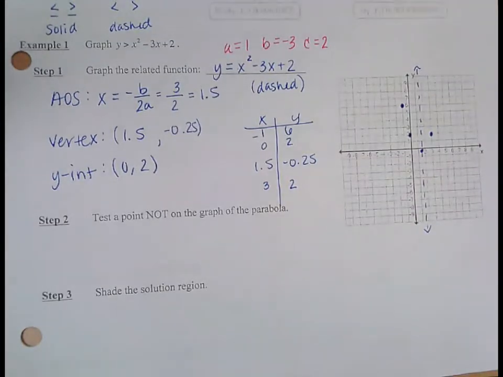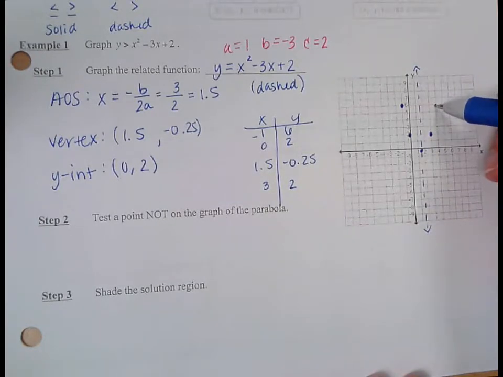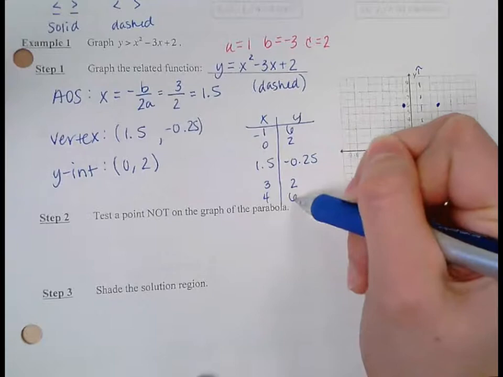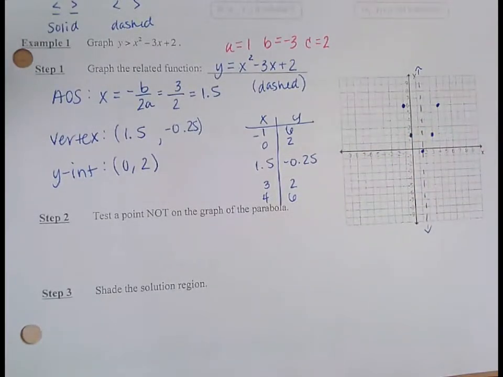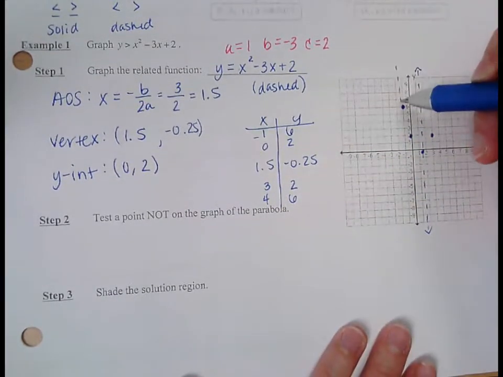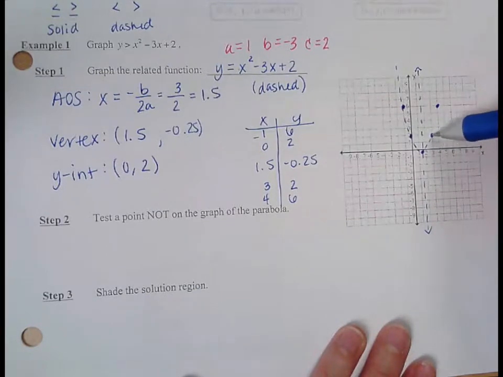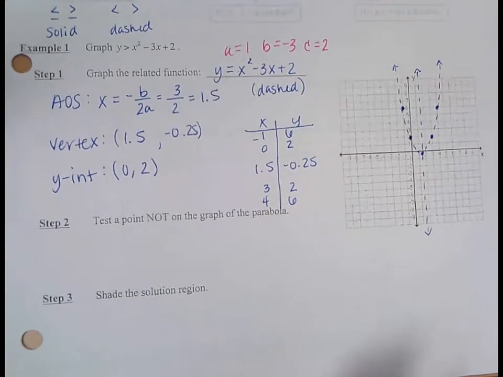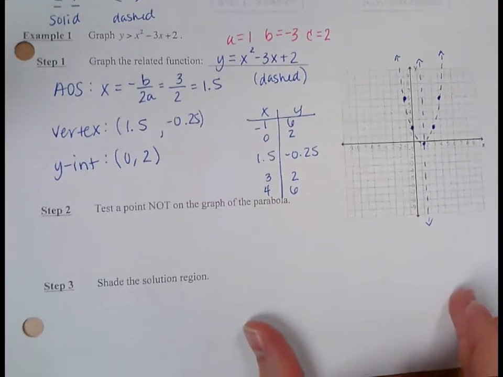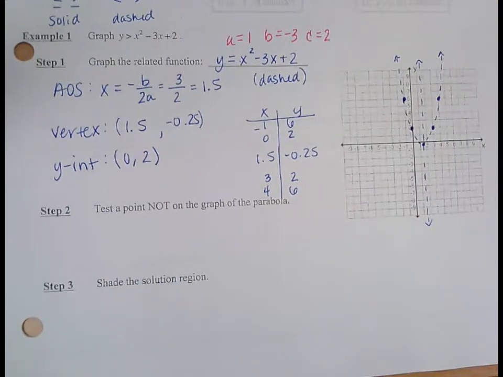And then to get our 5th point, we don't have to plug anything in. We can just reflect it over. What point would we have? 4, 6 as well. And then remember, before you draw your parabola in, it should be dashed. Or if you already drew it in and it's solid, make a note that it should be dashed. Okay, so that's the first step. Just like before we had lines, now we have parabolas.